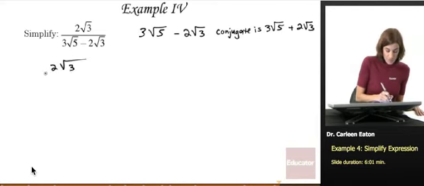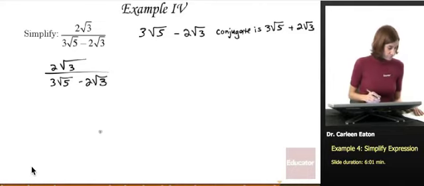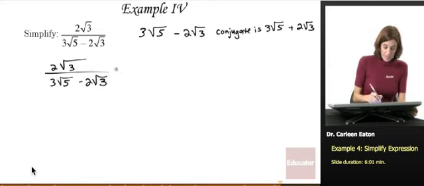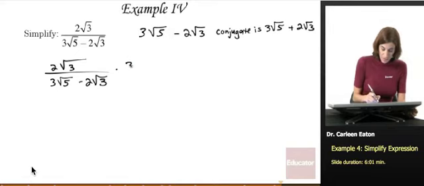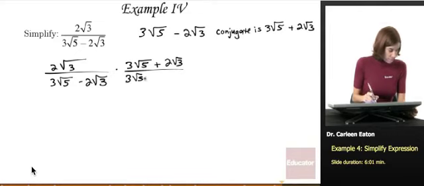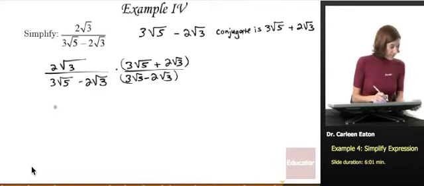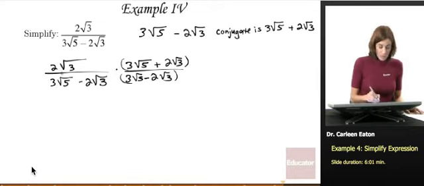Rewriting the expression we're given. And all you have to do now is multiply both the numerator and the denominator by this conjugate. 3 radical 5 plus 2 radical 3. 3 radical 5 minus 2 radical 3. So we're multiplying the top and bottom by this expression. Well, I need to go ahead and do some multiplication and some simplification on this.